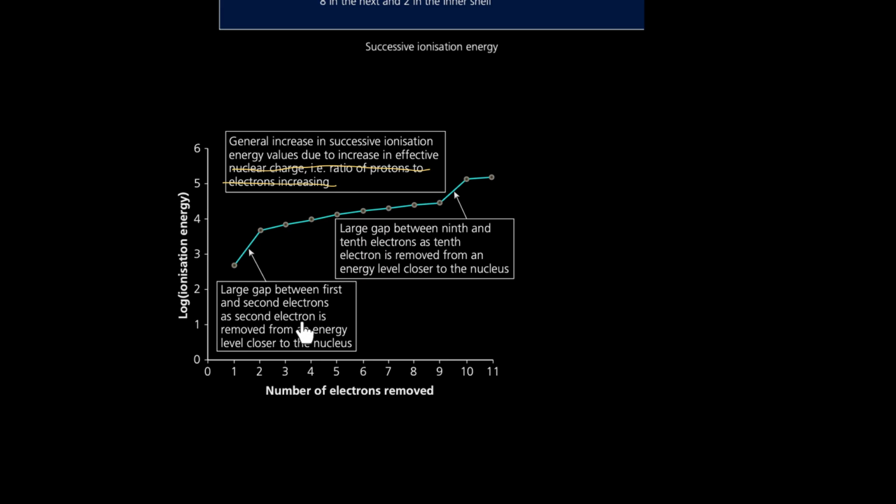And this is a large gap between the first and the second electrons, as the second electron is removed from an energy level closer to the nucleus, or from a shell closer to the nucleus. This large gap between the 9th and the 10th electrons is because the 10th electron is being removed from an energy level closer to the nucleus. Easy peasy lemon squeezy. Done, sir.